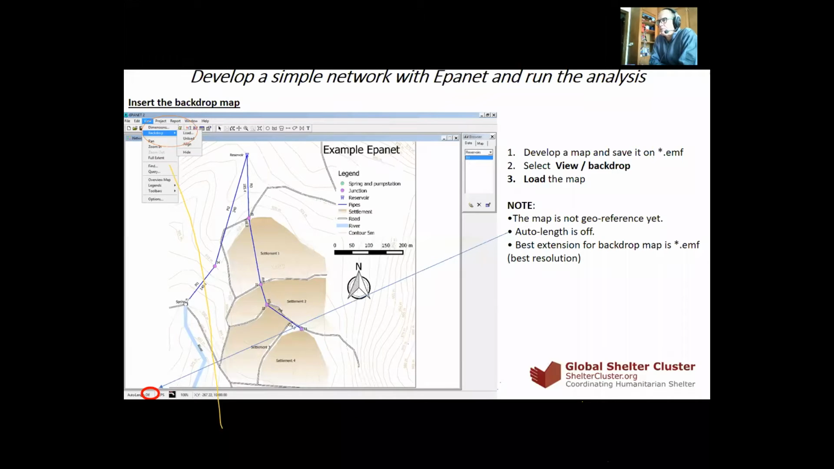Important again to make sure that your auto length is off. And you can see it on the bottom left, whether it's on or off. And as well, on the bottom left, you see if you work in liters per second or cubic meters per minute or gallons per hour.